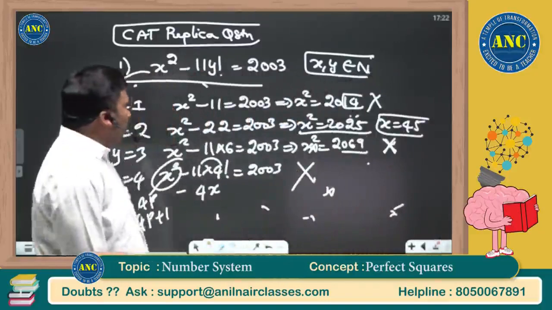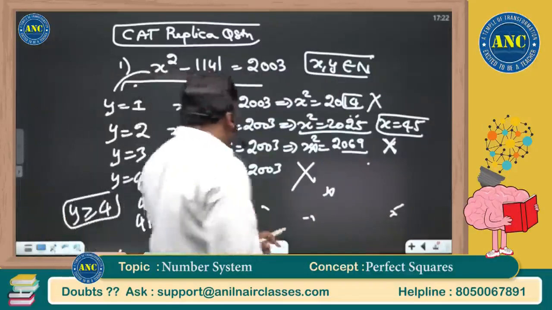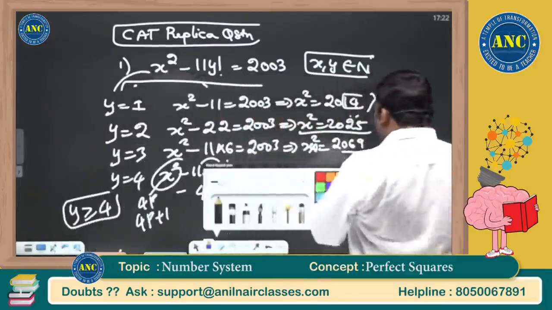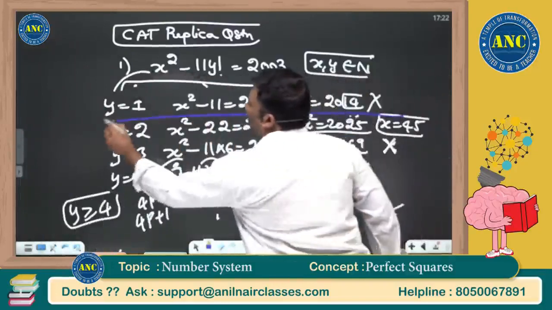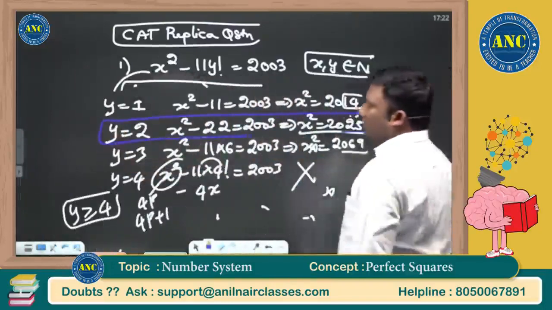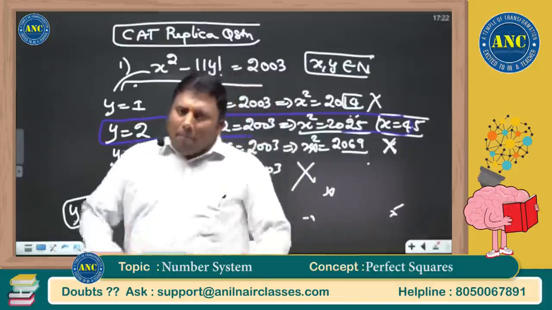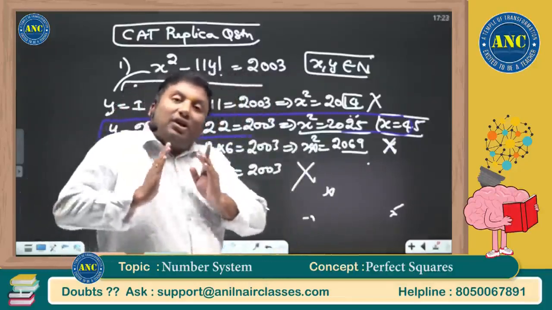So how many values did we get? We got one value. And what is that value? We got y equivalent to 2, which gives 2025. Beautiful application of perfect square logic.